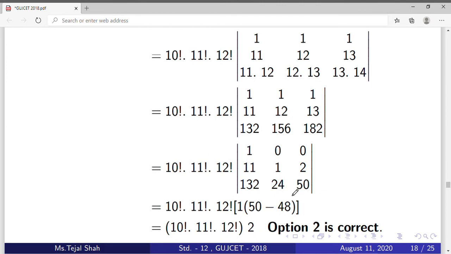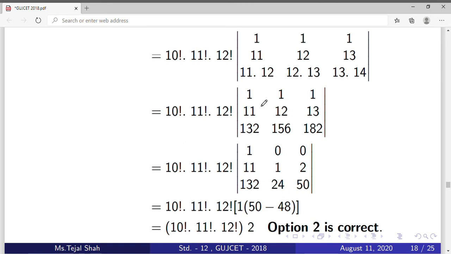Now here this first row contains all elements 1. Say yes or no. So now for next what we do, using this one element convert these elements to 0, and simultaneously do the remaining change in the elements. Okay. So now column 1 is multiplied by minus 1, add in column 2. So what we get, 1 minus 1 is 0, 12 minus 11 is 1, and 156 minus 132 is equal to 24.